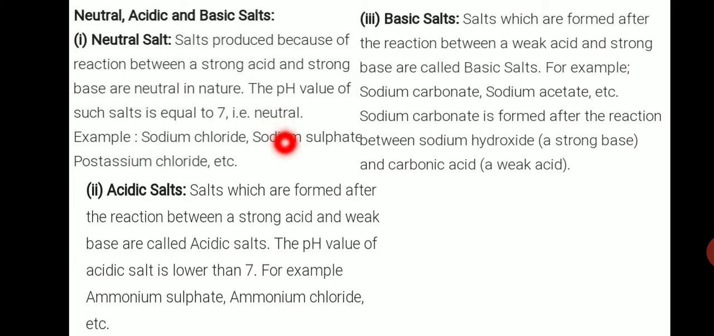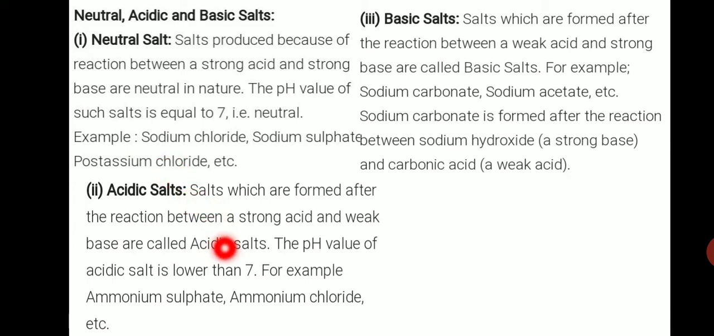Here, for sodium sulfate, sodium hydroxide is the base and sulfuric acid is the acid. When they are combined together, it forms sodium sulfate. Then what about potassium chloride? Potassium hydroxide is the base and hydrochloric acid is the acid. So both are strong, and it produces a neutral salt when they neutralize each other.